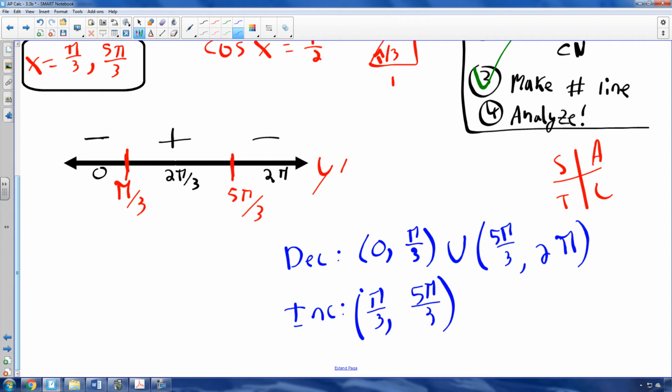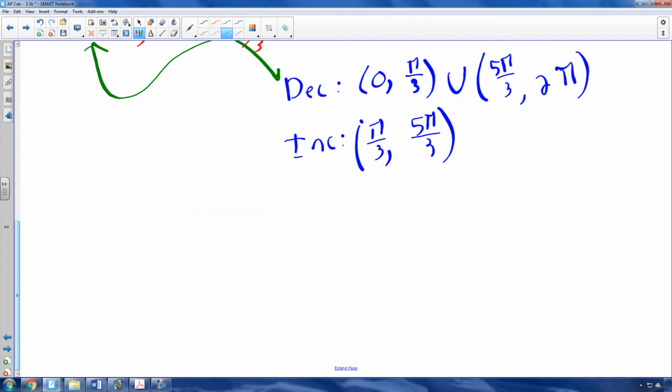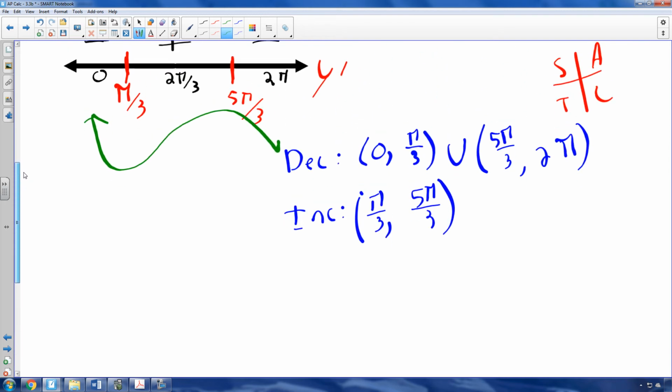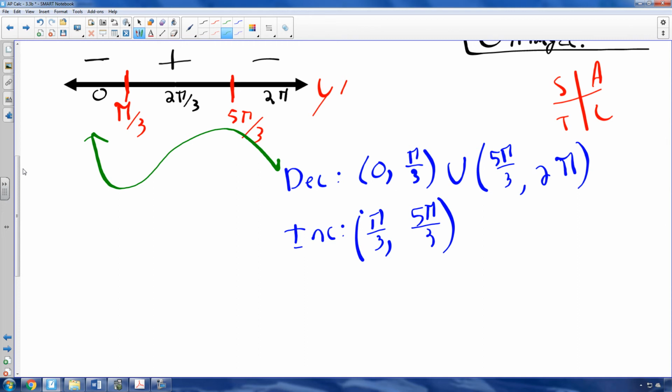So what I want you to do is just kind of visualize what's happening. We're going down, then we got a flat part, we're going up, then we got a flat part, then we're going down. So this is kind of what it looks like. So where do we have a local max and where do we have a local min? Well, I guess the following is going to be the case.